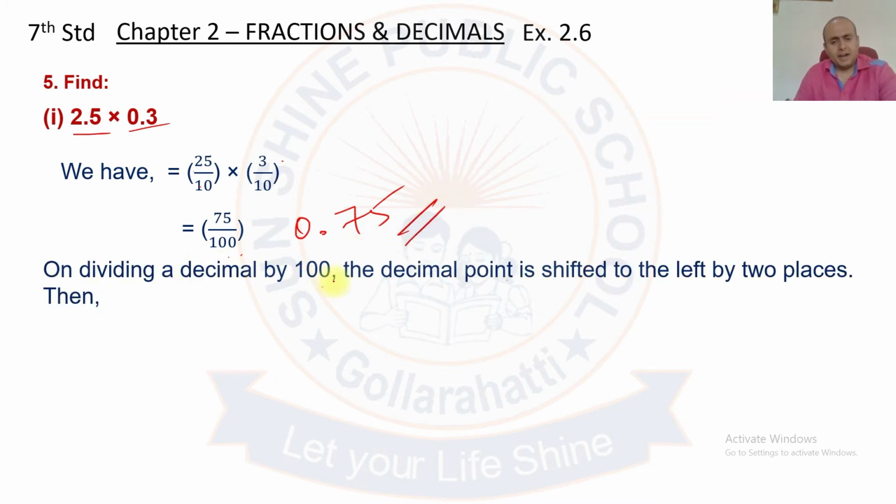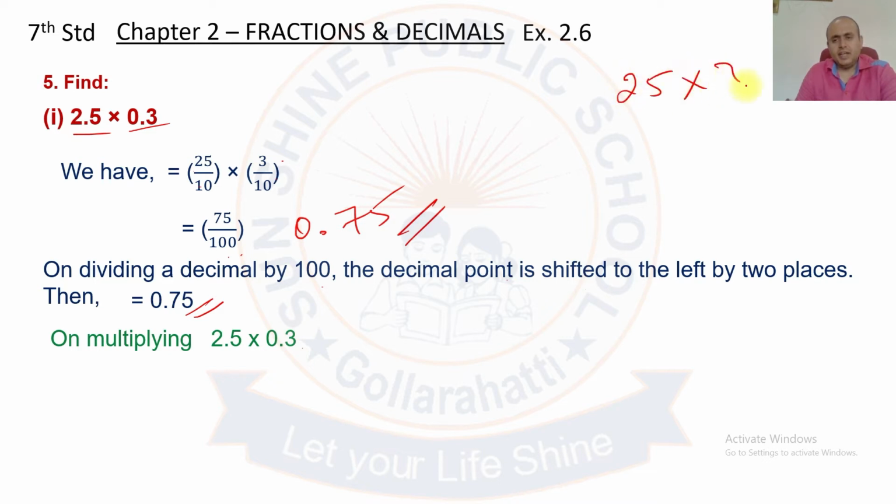On dividing a decimal by 100, the decimal point is shifted to the left by 2 places, then that becomes 0.75. When you multiply 25 into 3, we get the answer as 75. Here we have two decimal points. One is before 5 in 2.5, and one is before 3 in 0.3. Therefore, we have two decimal points in total. So we have to place the decimal point before 2 digits.